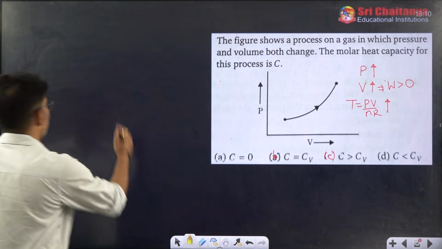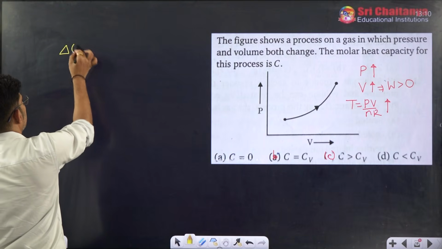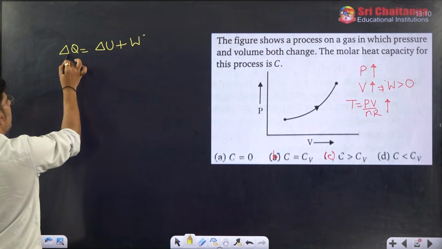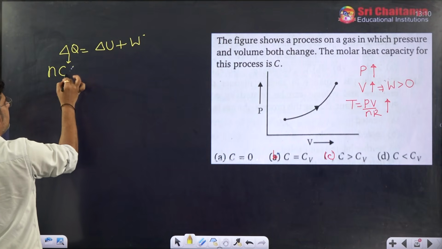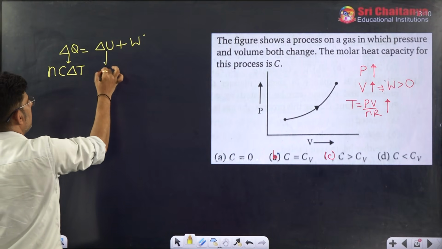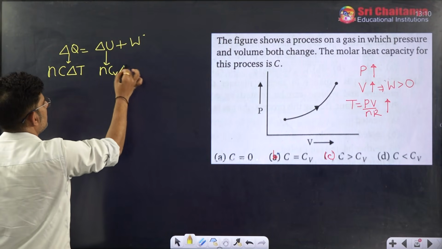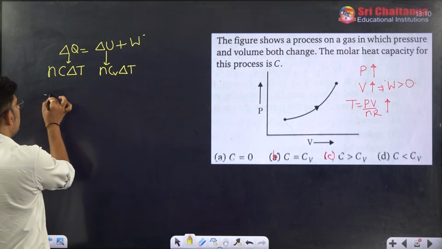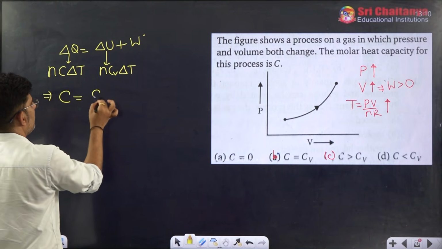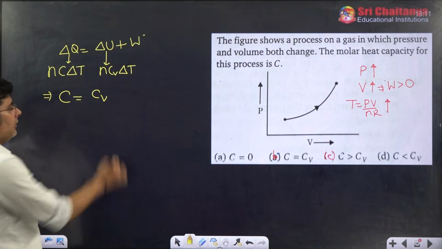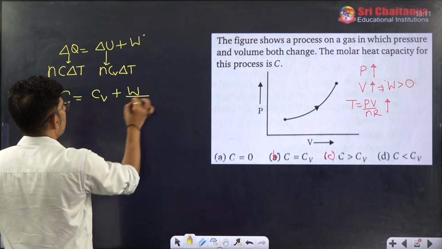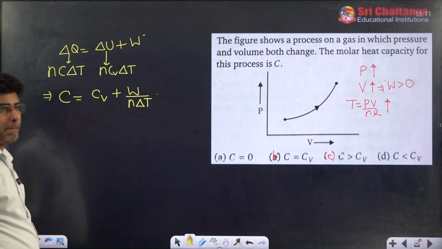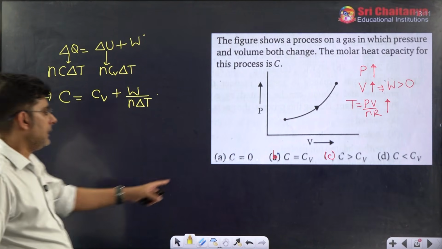Well, I told you for C you need to write the process. So delta Q we know is delta U plus work done. Now if I write delta Q, I will write it as nC delta T. Delta U we know is nCV delta T. Work done, I don't know the process, keep it like that only. We are interested in C. So can I write C is equal to, dividing n delta T on both sides, CV plus work done by n delta T. Right? Now comes the final part.